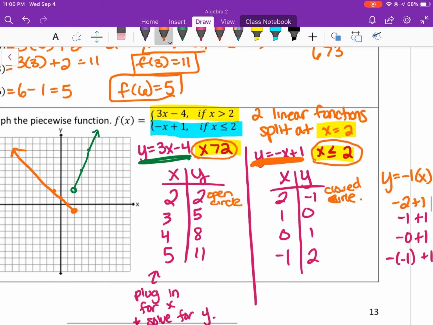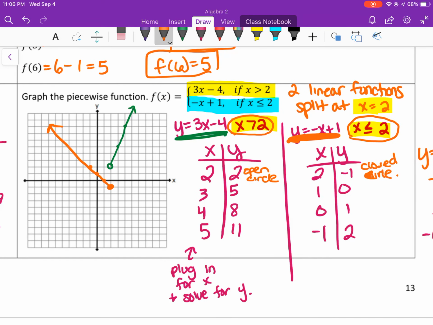Remember that this is a function, so it must pass the vertical line test, which it does. This point right here at 2 is where the graph is split. It passes the vertical line test because this is an open circle and this one is a closed circle, so really there's only one defined point there. So it is in fact a function, and that's how you graph a piecewise function.